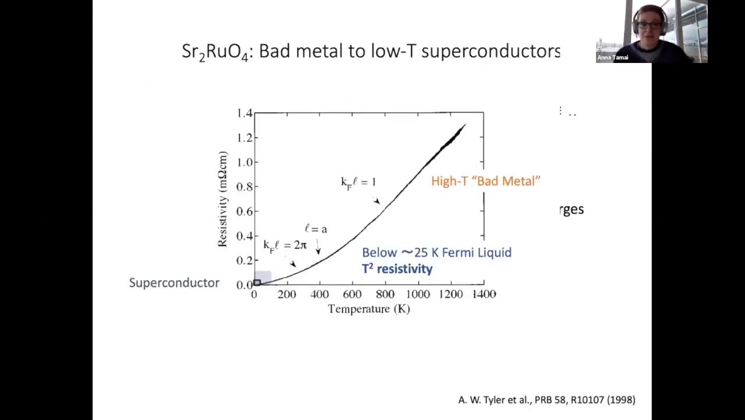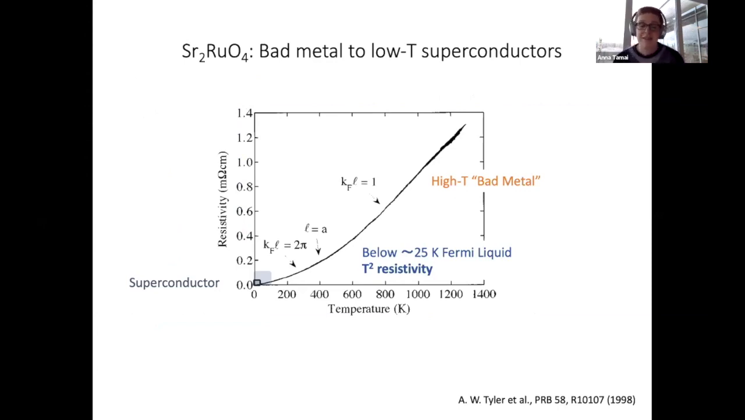So the interest in strontium-2 ruthenium-4 is twofold. On one hand, it is an unconventional superconductor at very low temperature, and people are still trying to understand what the symmetry of the order parameter is. In the normal state, it is a Fermi liquid, and an exceptionally clean Fermi liquid. It has a mean free path equivalent to 1,000 lattice spacings.